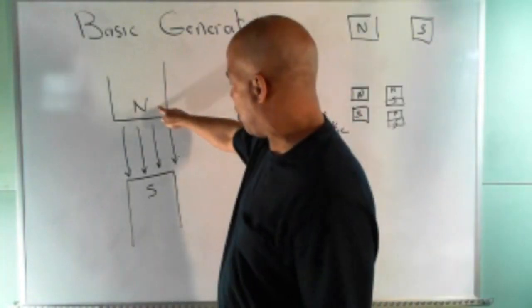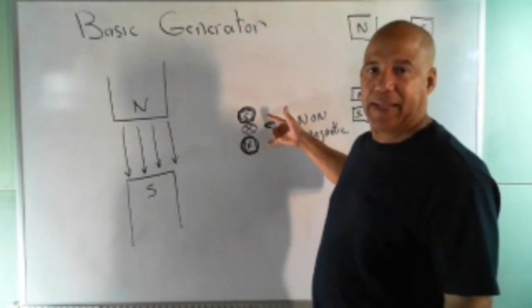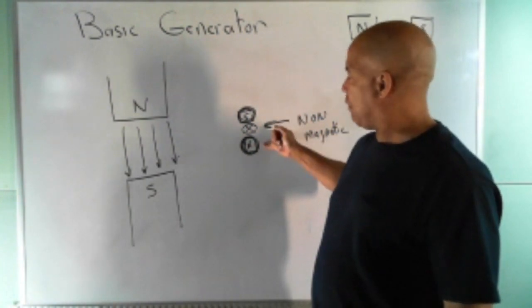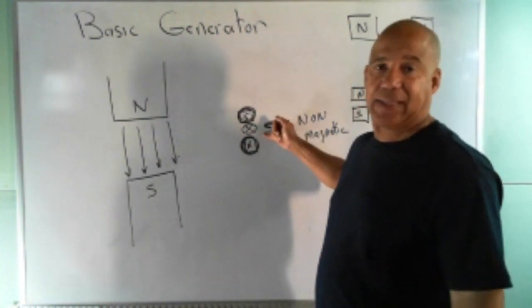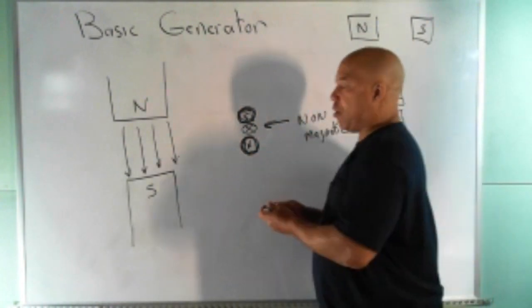You can see I got a North Pole here and a South Pole here. And I got these magnetic balls. Let's call them magnetic balls. I got one that's a North, one that's a South, and one that's no magnetism at all.